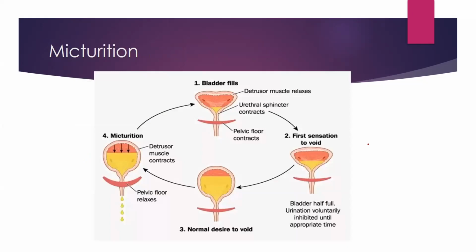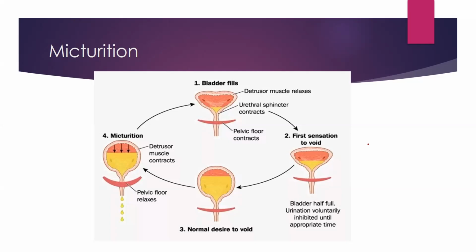All right, moving on. So micturition, this is the making and excreting of urine. So basically we can go through these steps. The bladder starts to fill. The detrusor muscle is loose at this time, and as the bladder fills, that muscle gets tighter. The urethral sphincter is contracted and the pelvic floor is contracted. Once we get the sensation to void, that means the bladder is about half full. So that cup is half full. At this point, we can decide if we want to go to the bathroom or we want to wait.